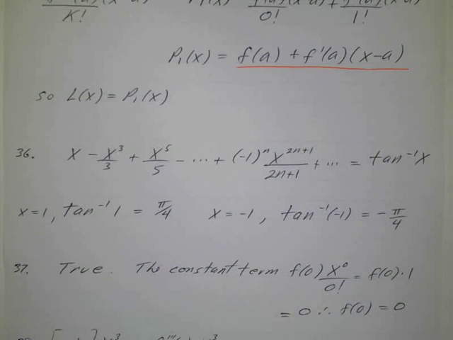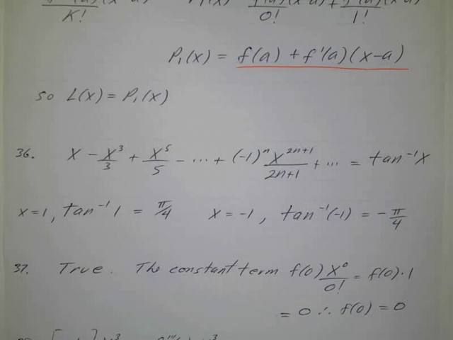And we can try number 37 while we're at it. Number 37 is basically a true or false question, but they want you to justify your answer. If you look at 37, you've got this Taylor series, x minus x cubed over 3 plus x to the fifth over 5, etc. So that's what they're referring to. And they say true or false, f of 0 equals 0, justify your answer.